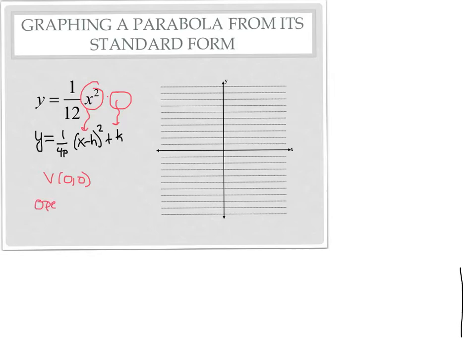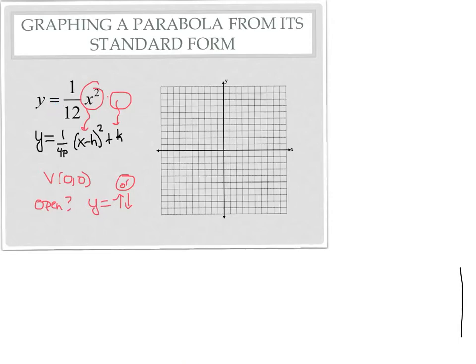Then I should ask myself, how does this guy open? Well, it's y equal to, so this means we're going to go up or down. So I look at the sign in front of the equation and I notice that it's positive. It's positive, so I'm opening up. Okay, so I'm going to plot my vertex, and I can draw a very generic picture right now. I know it opens up. What's more important is the other pieces that we're working with.